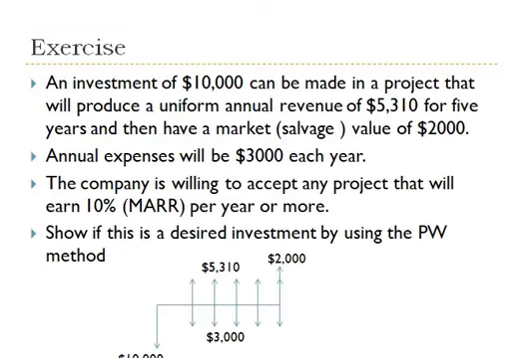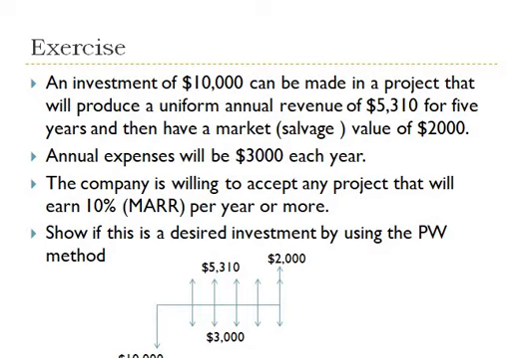Now let's look at another example here. We have an investment of $10,000 that can be made in a project that will produce uniform annual revenues. So this is an annuity of 5,310 for 5 years. This is N. And then we have a market or salvage value of $2,000. We have explained previously what the salvage and market value is, which is a future value that you will get at the end of the useful life of the project or the investment.